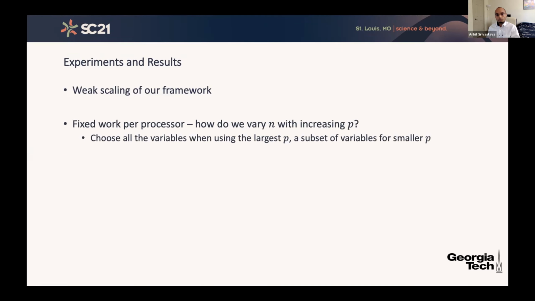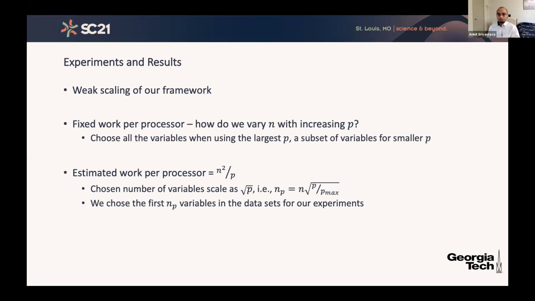In order to perform these weak scaling experiments, we need to keep the work per processor fixed. So how do we vary n when p is increased? The approach that we took was, because we had a limited size data set, we chose all the variables when using the largest number of processors. So on 1024, for example, if we use D2, we would use all 18,300 something variables, and then use a subset of variables when executing these experiments for a smaller number of processors.